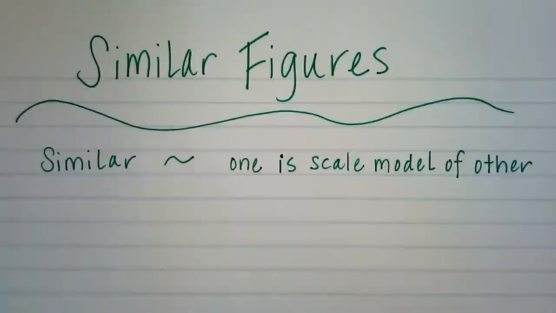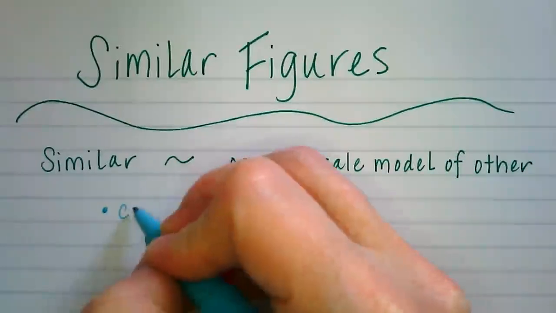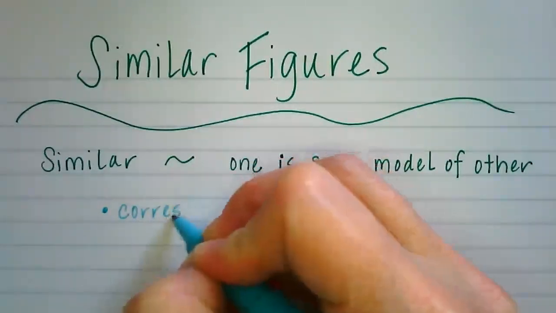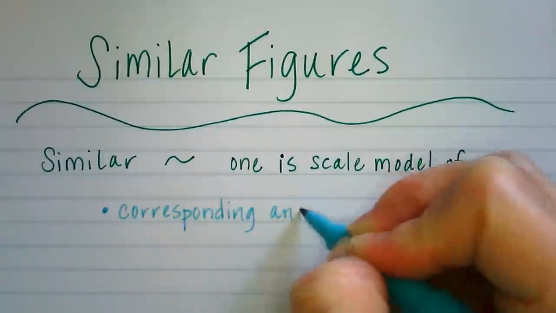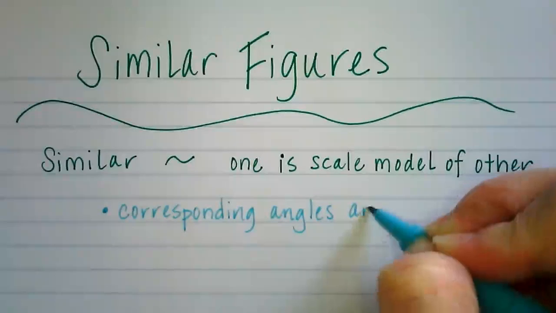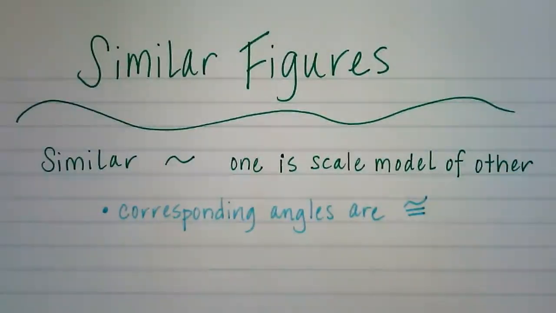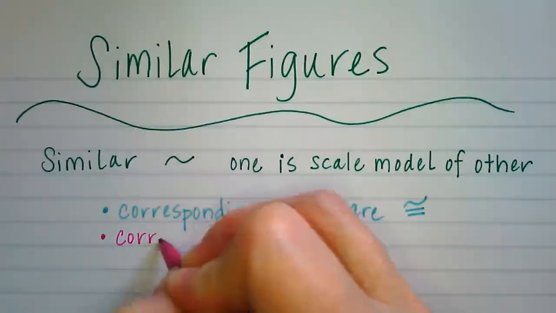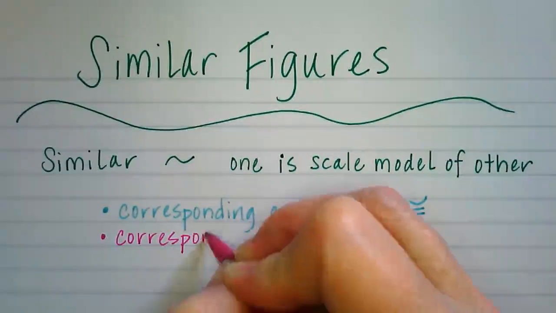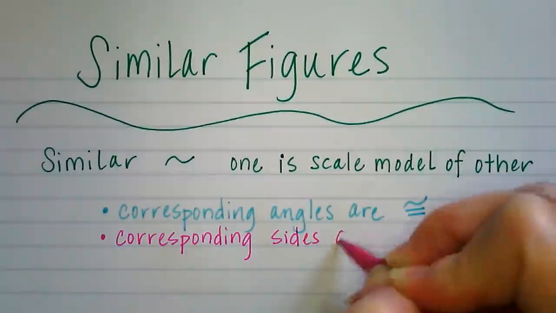So two parts have to happen that will make things similar. First off, corresponding angles are going to be congruent. So corresponding angles are congruent. So hopefully you know that that is the symbol for congruent. And then the other thing that's going to happen when we have similar figures is that the corresponding sides are proportional. So corresponding sides are proportional.